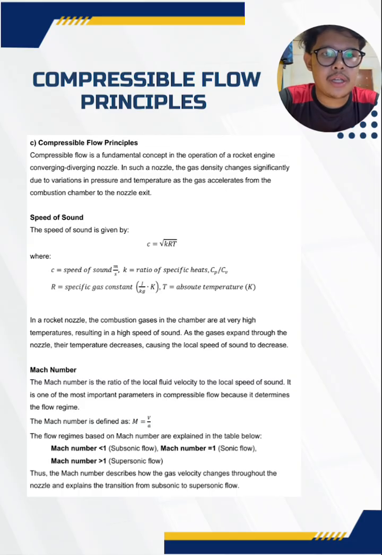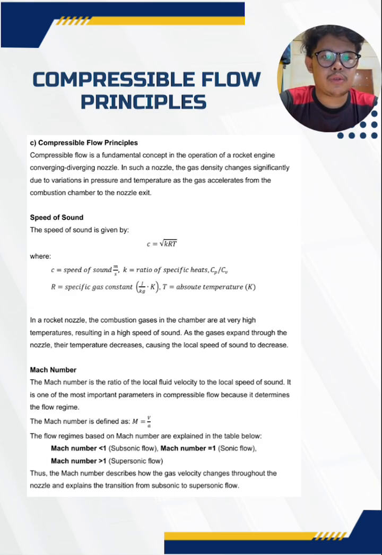In a rocket nozzle, the combustion gases in the chamber are at very high temperatures, resulting in a high speed of sound. As the gases expand through the nozzle, their temperature decreases, causing the local speed of sound to decrease. The next part is the Mach number. The Mach number is the ratio of the local fluid velocity to the local speed of sound. It is one of the most important parameters in compressible flow because it determines the flow regime. The Mach number is defined as M equals V over a.